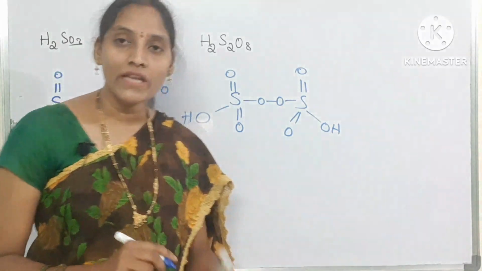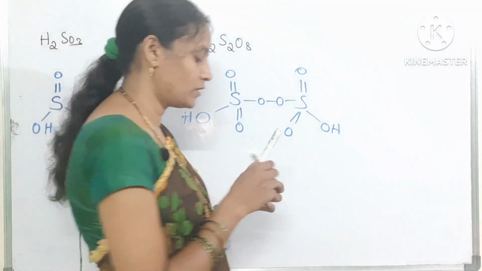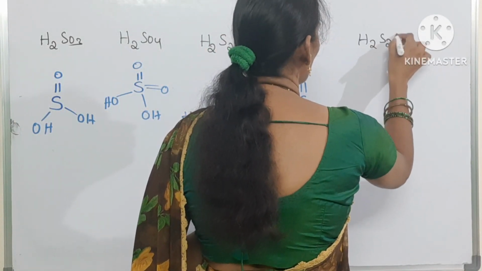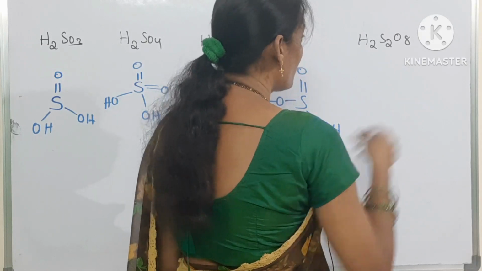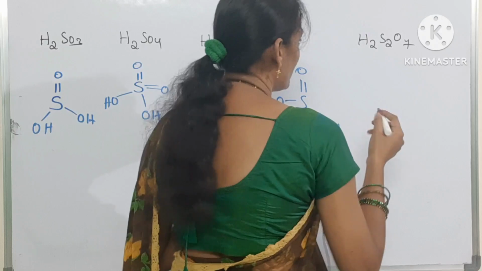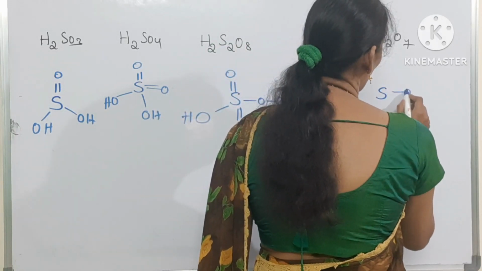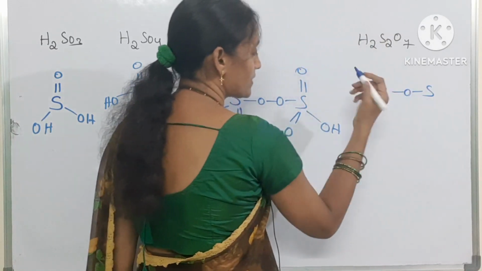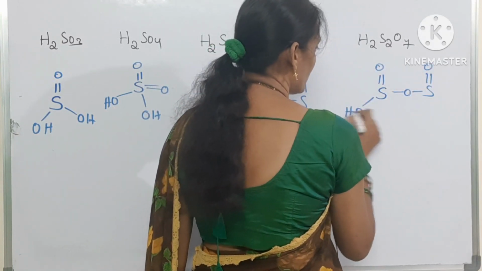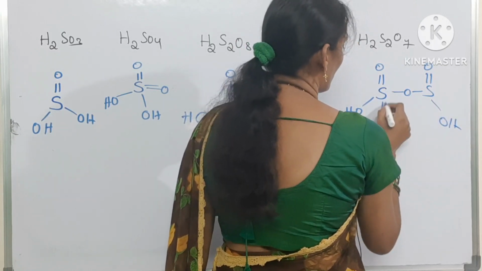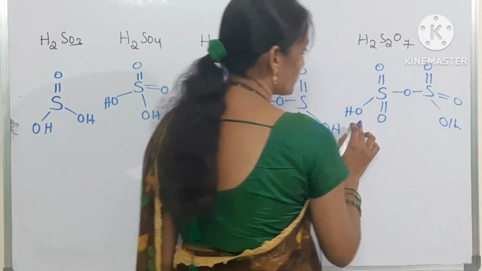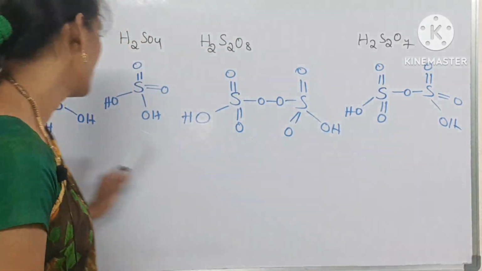Peroxysulfuric acid. Next one, pyrosulfuric acid, H2S2O7, not O8, O7. Here an S-O-S bond is present. Double bond O, OH, OH, double bond O, double bond O. 1, 2, 3, 4, 5, 6, 7 oxygens, 2 hydrogens and 2 sulfurs completed.